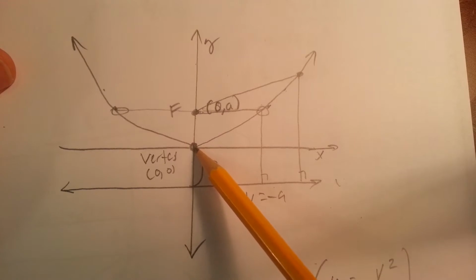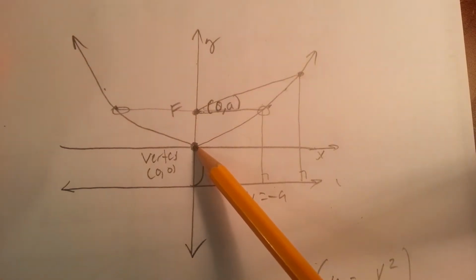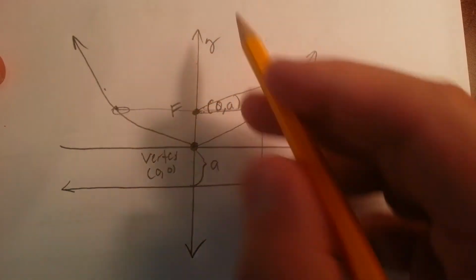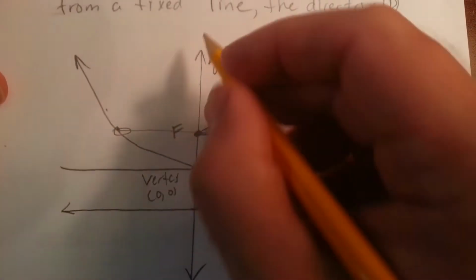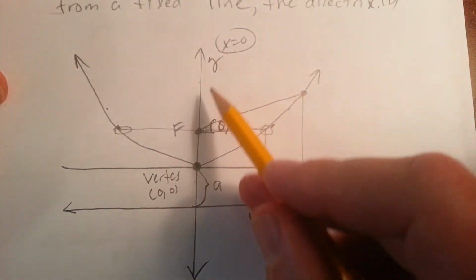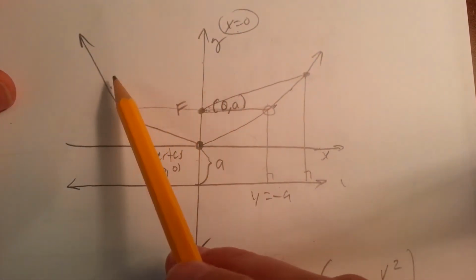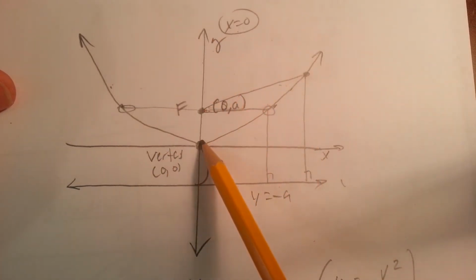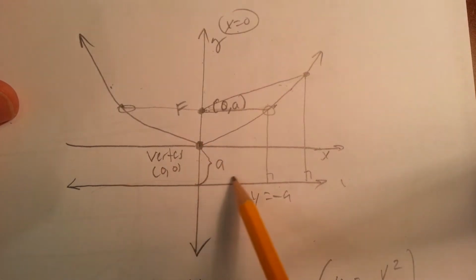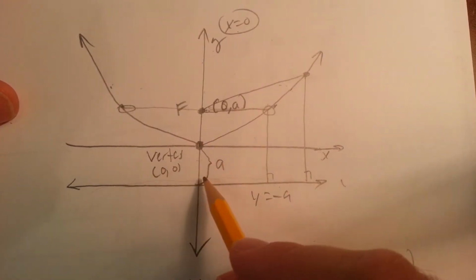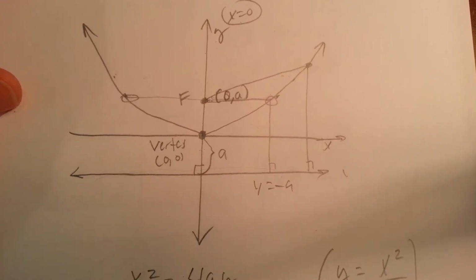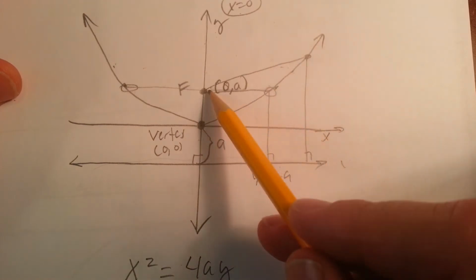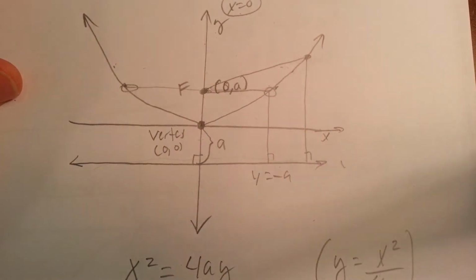The vertex, when you're going up or down, is the bottommost point or the topmost point. And the axis of symmetry, in this case, goes right through it. Our axis of symmetry is x equals 0, or the y-axis. The parabola is symmetric about the axis of symmetry. The axis of symmetry goes through the vertex, and it's perpendicular to the directrix. The directrix is perpendicular to the axis of symmetry. Notice the parabola always wraps around the focus.